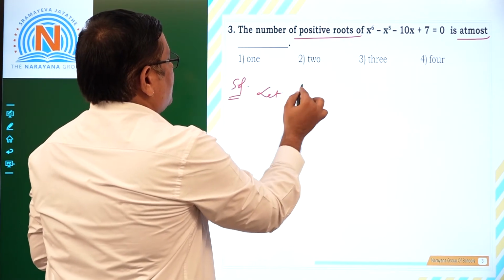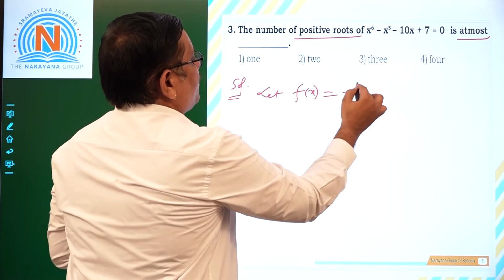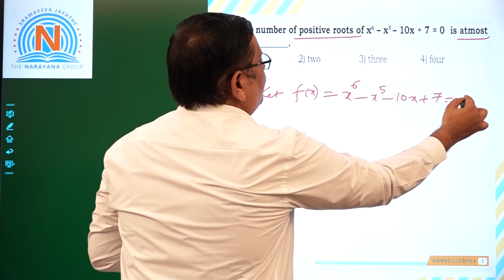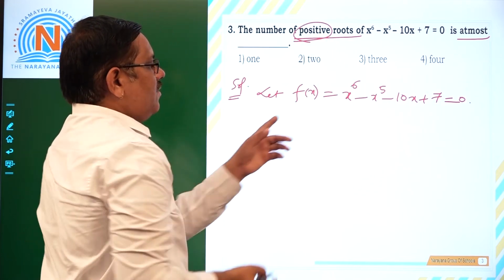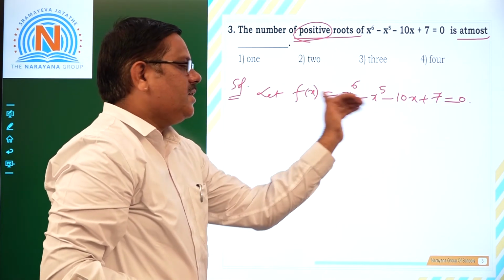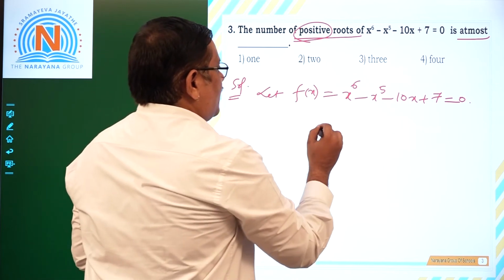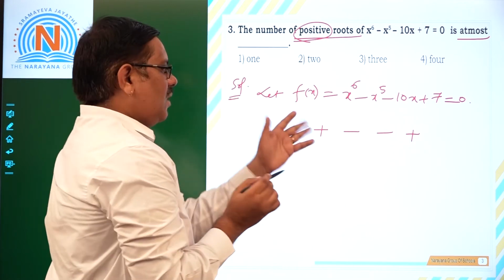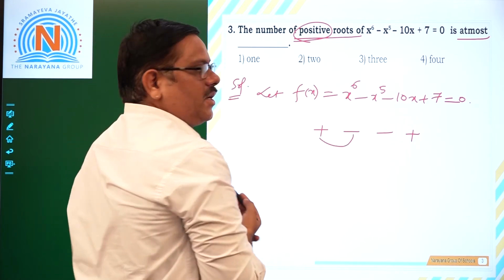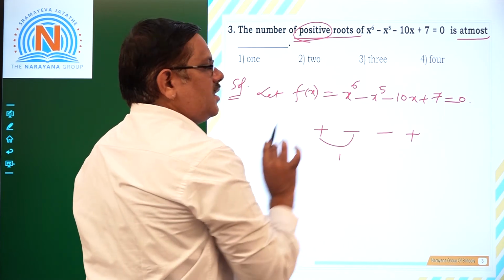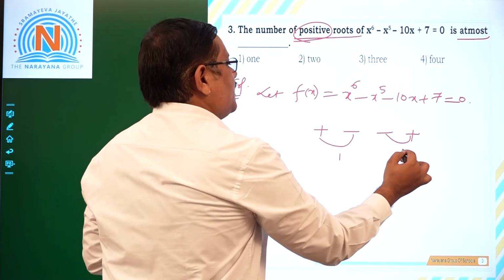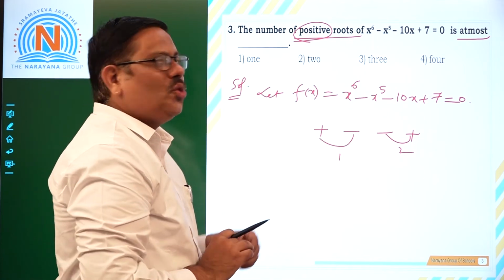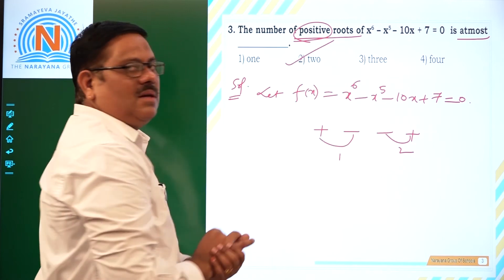Let f of x be equal to x power 6 minus x power 5 minus 10x plus 7 is equal to 0. As he is asking about positive roots, we can observe the sign changes in the given f of x. That is plus, minus, minus, plus. So how are the changes observed here? Plus to minus, there is one change, the first change. Minus to minus, there is no change. But minus to plus, again there is a change, the second change. So there are 2 changes. So there are at most 2 positive real roots. That is nothing but the second option.